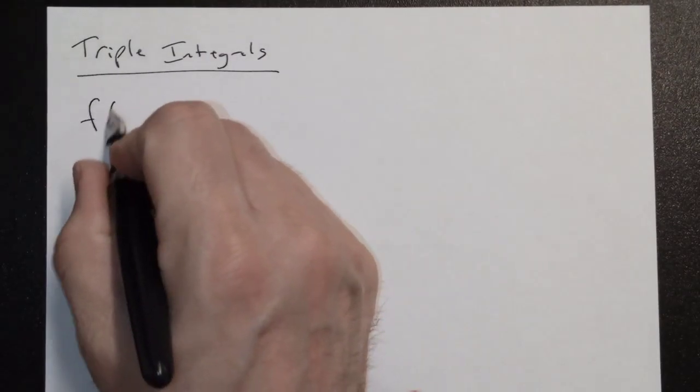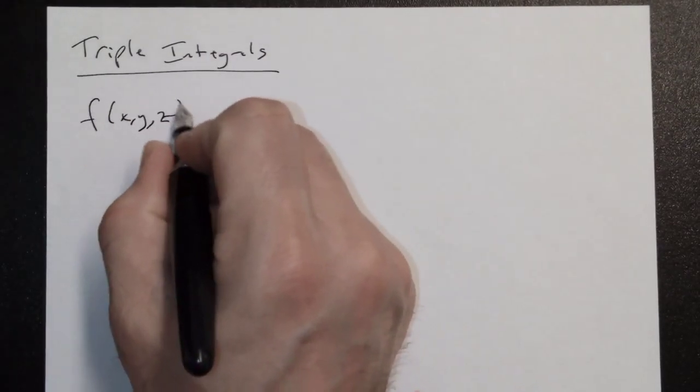So, talking about a function of three variables. I want to set up the integral. What does it mean to do a triple integral? Well, then my function must be a function of three variables. So if I have a function of three variables, what is that?